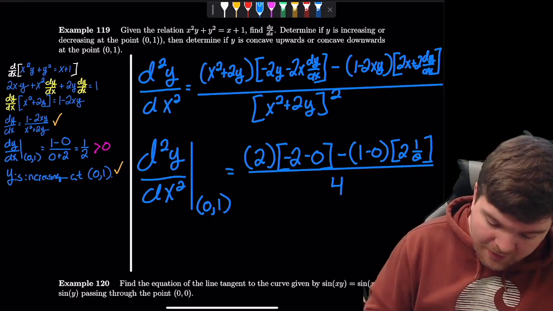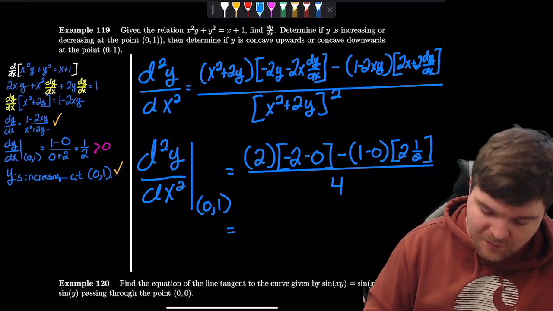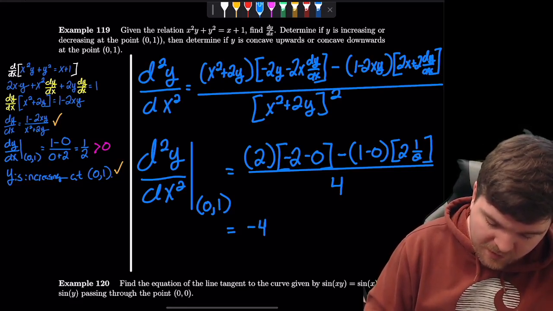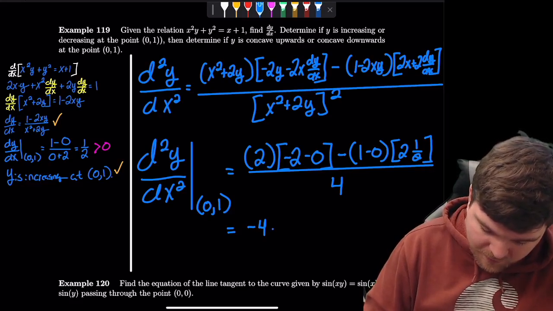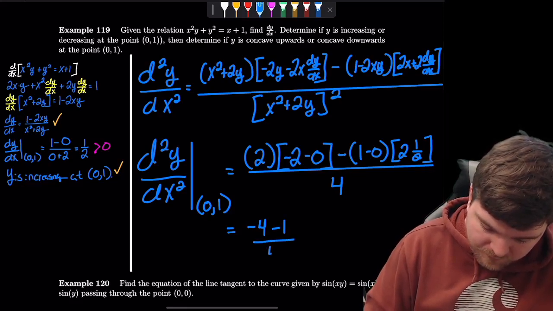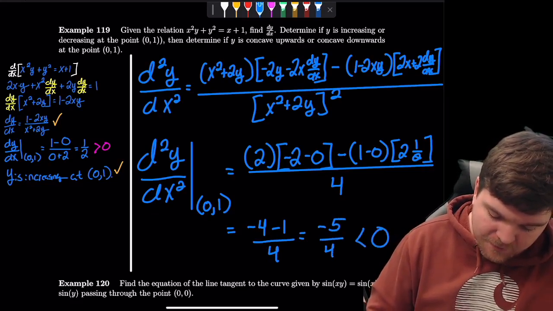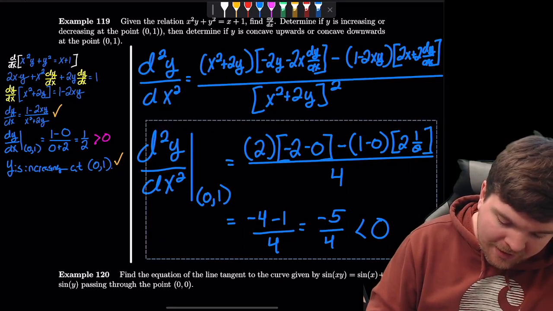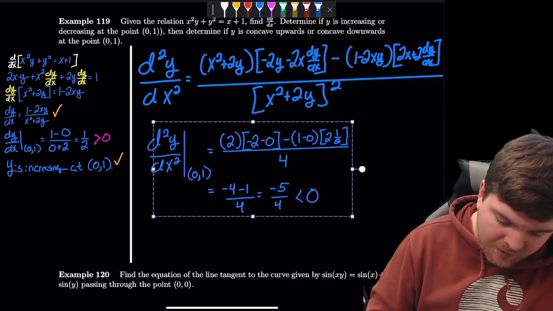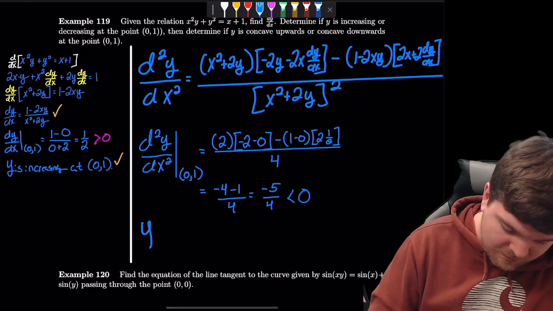So if we do go ahead and evaluate this, we're left with 2 times negative 2 is going to be negative 4, minus 1 times 1. That leaves us with negative 5 over 4, which is less than 0. Which means that if we were looking at our graph at the point 0, 1, we can claim that it is in fact concave down.